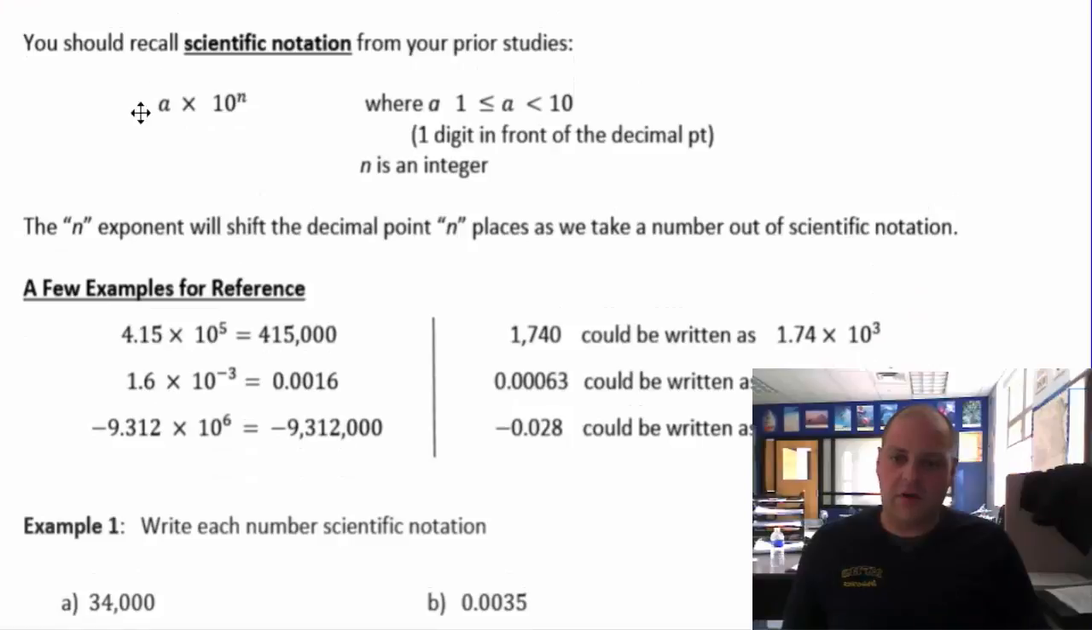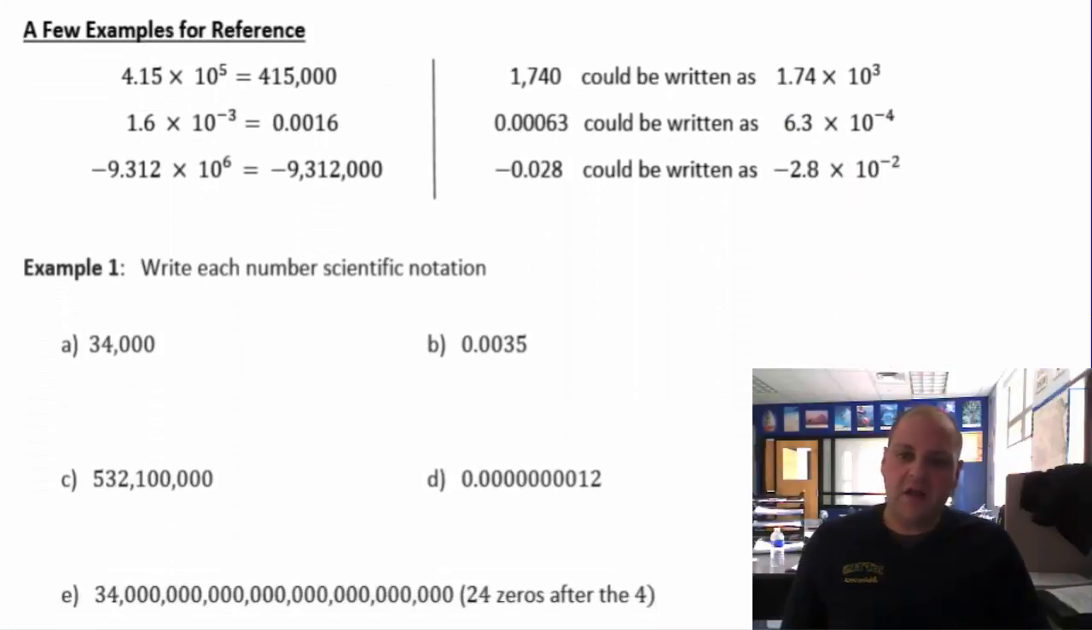There's some notes here, and then a few examples for reference. So you can kind of tell 4.15 times 10 to the fifth is 415,000, because the decimal moves 5 to the right. When you have a positive exponent on the 10, you move the decimal to the right. When you have a negative exponent on the 10, you move the decimal to the left. So in this case, 3 to the left, 1, 2, 3, becomes 0.0016. The negative just carries along.